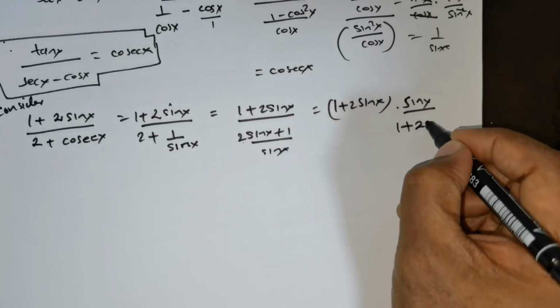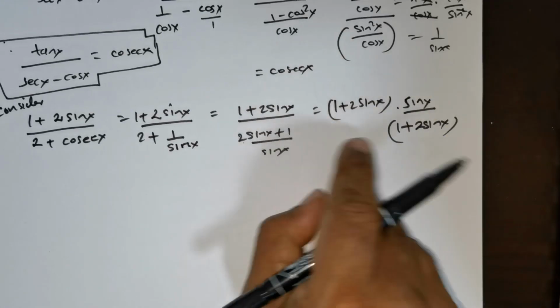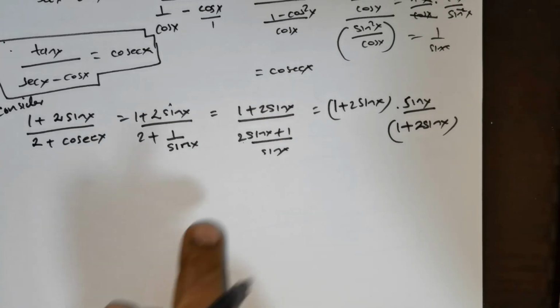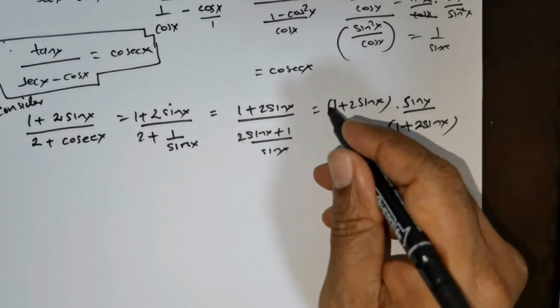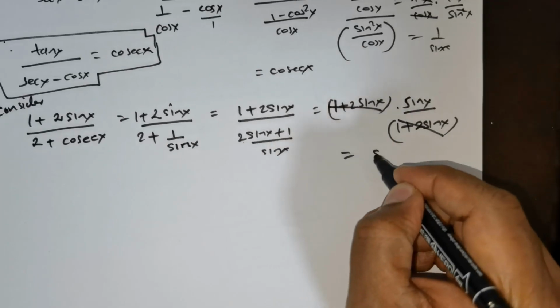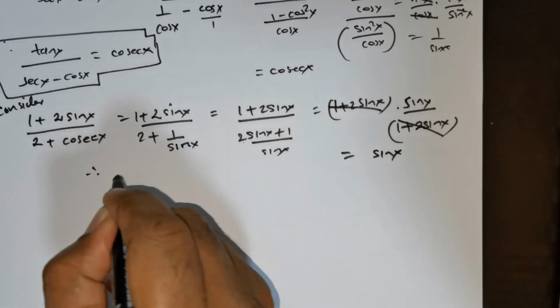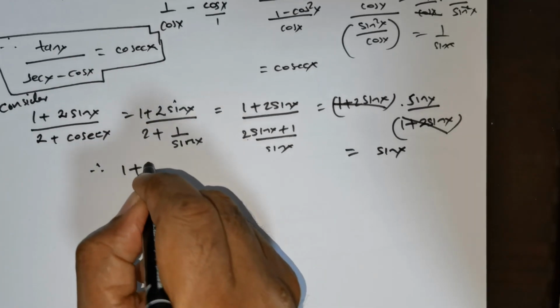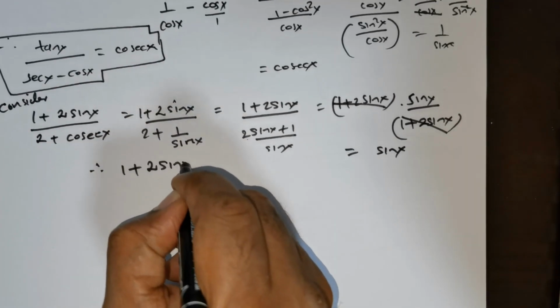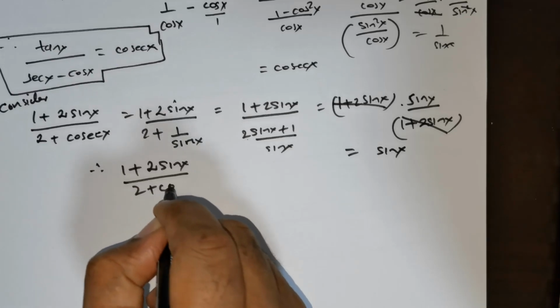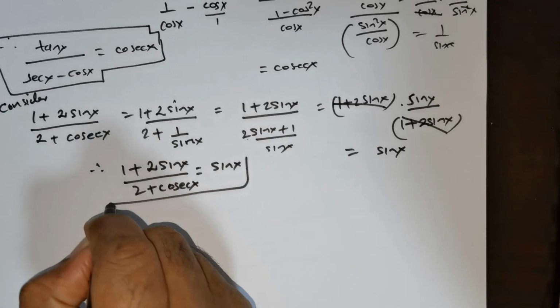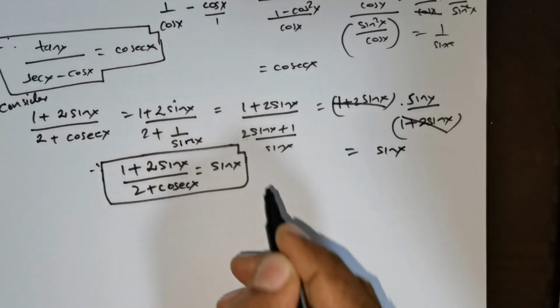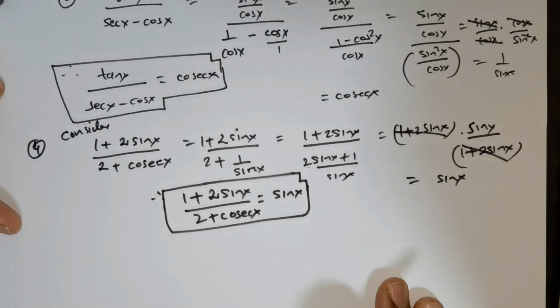I'm going to write it as 1 plus 2 sin x. So I will write the first term as 1, the term over here as the second term. Now 1 plus 2 sin x and 1 plus 2 sin x gets cancelled, giving me sin x. So therefore you have another important identity, which is 1 plus 2 times sin x divided by 2 plus cosecant x is equal to sin x. Right, so that is an important question. We'll move on to the next one.